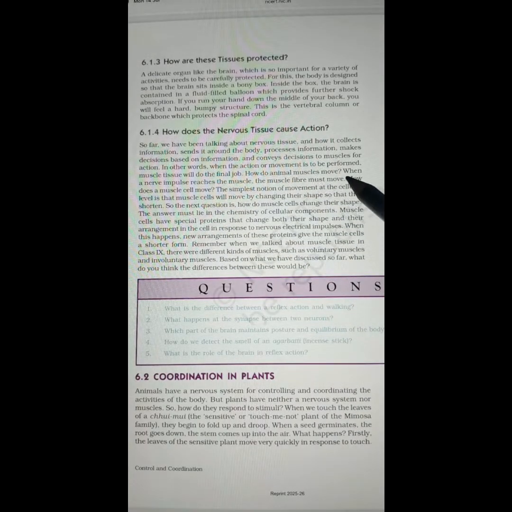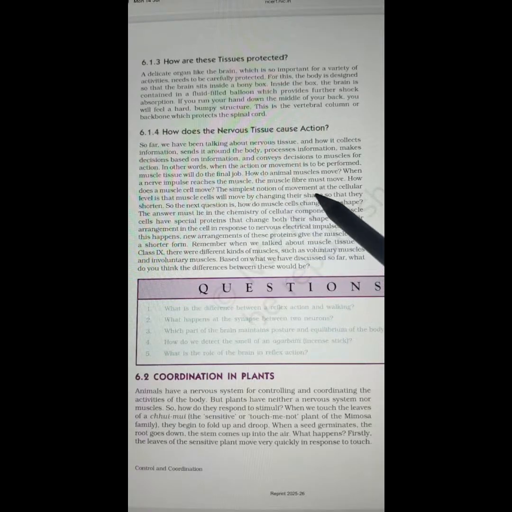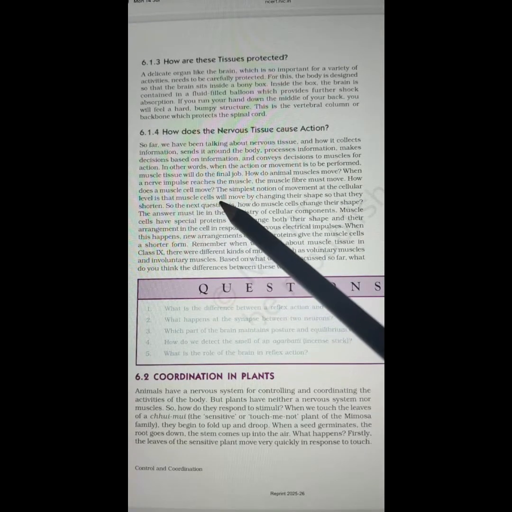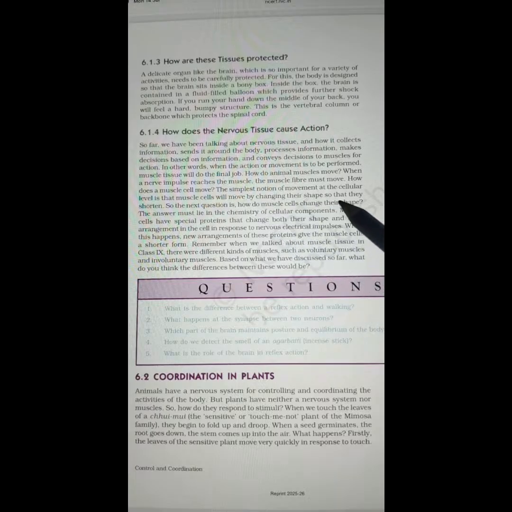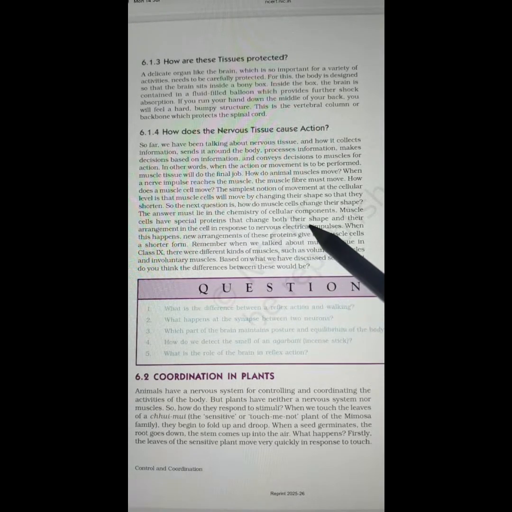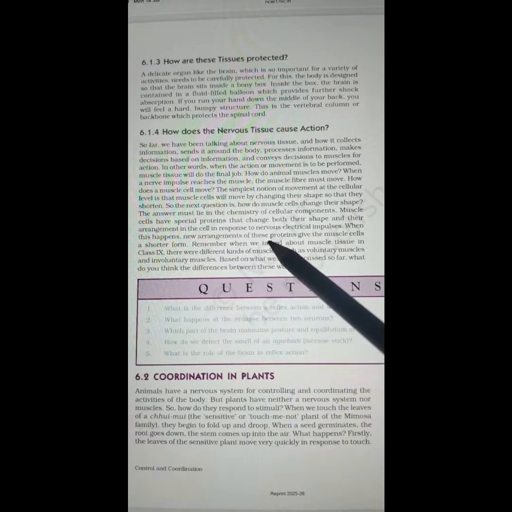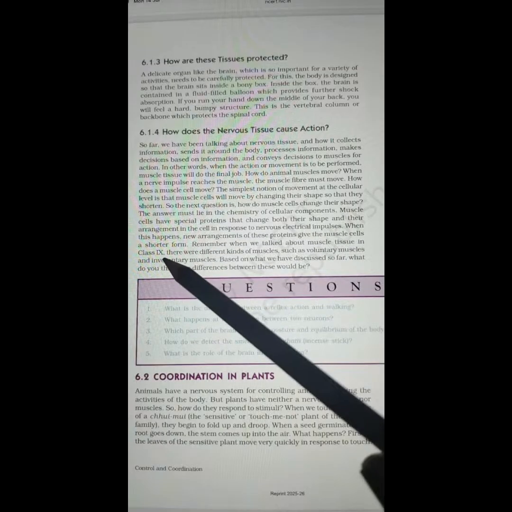How do animal muscles move? When a nerve impulse reaches the muscle, the muscle fiber must move. How does a muscle cell move? The simple notion of movement at the cellular level is that muscle cells will move by changing their shapes so that they shorten. So the next question is, how do muscle cells change their shape? The answer must lie in the chemistry of the cellular components. Muscle cells have special proteins that change both their shape and their arrangement in the cell in response to nervous electrical impulses. When this happens, new arrangements of these proteins give the muscle cells a shorter form.